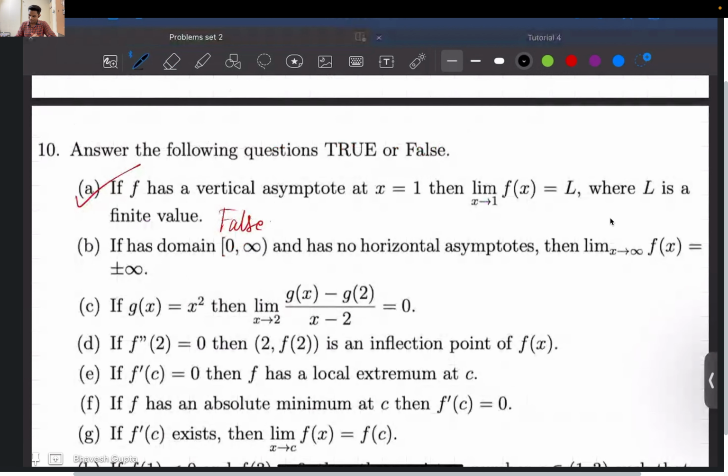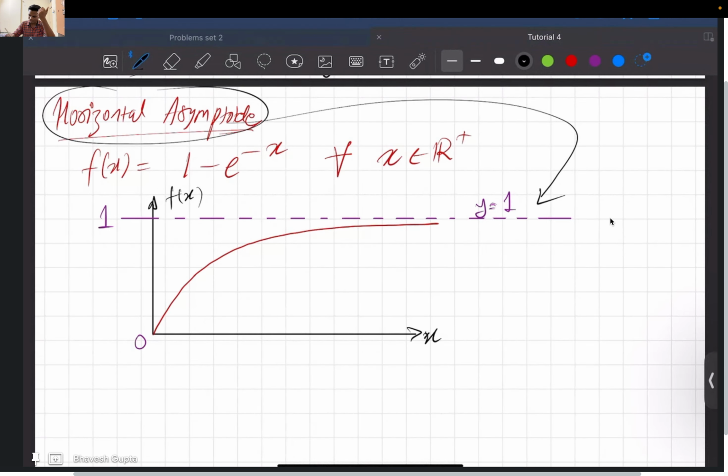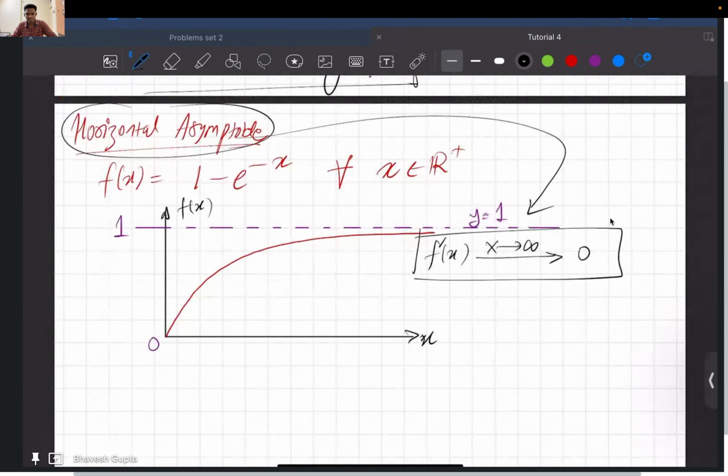So that's basically the idea of a horizontal asymptote. And in the question you can see they have said there are no horizontal asymptotes. That's important, because the moment you have a horizontal asymptote, what happens? If you take the derivative of the function, it will approach 0 as x tends to infinity. That's the definition of the horizontal asymptote you can have in your mind. For example, here you can see how asymptotes behave.